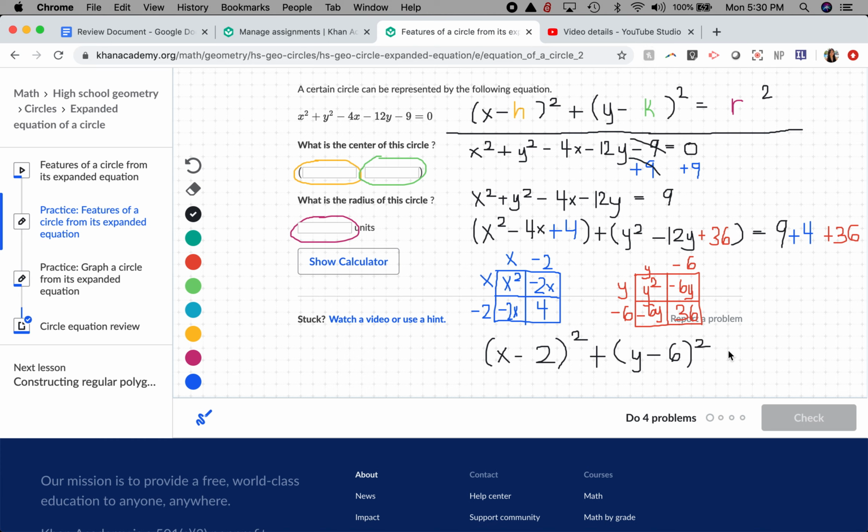Let's put our equal sign where it belongs, right here. And let's simplify this right side. We've got 9 plus 4, which is going to give us 13. 13 plus 36 is going to give us 49.